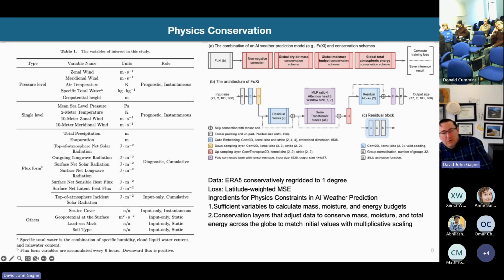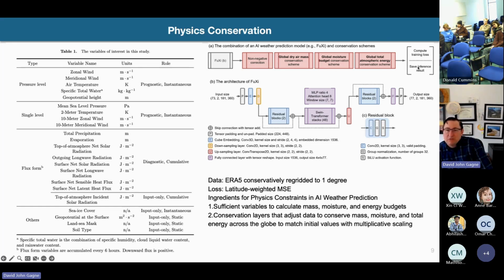After running our model, we first do a non-negative correction to get rid of negative humidity and precipitation, then global dry air mass conservation, where we adjust some of the variables so that the total dry air mass matches what was found at the initial time step. We also do a global moisture budget conservation on total precipitation and evaporation by adjusting those fields, and then global total atmospheric energy by adjusting the temperature fields, so that the global total energy is in balance. This doesn't necessarily mean all the individual grid cell variables are in balance, but by preserving the total and just scaling everything up or down, we don't have to mess with any of the patterns, and we're not directly messing with the state very much.